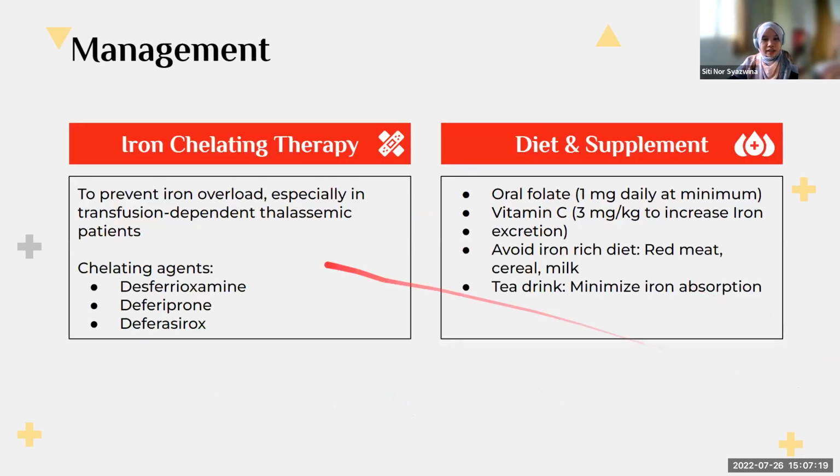The next is iron chelating therapy to prevent iron overload, because like I said, patients can die from the complication of iron overload. So we introduce chelating agents, especially in transfusion dependent or beta thalassemia major patients. Examples of chelating agents include desferrioxamine, deferiprone, and deferasirox. The next is diet and supplements. We will give the patient folate and vitamin C, advise avoiding an iron-rich diet, and also encourage the patient to drink tea as it can minimize iron absorption.